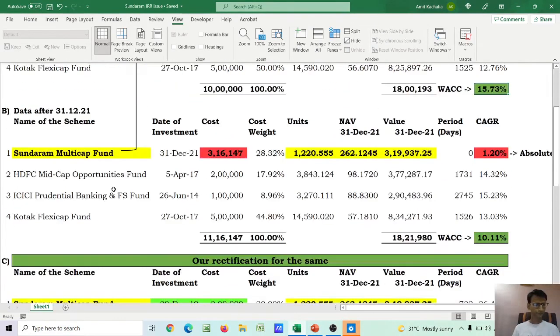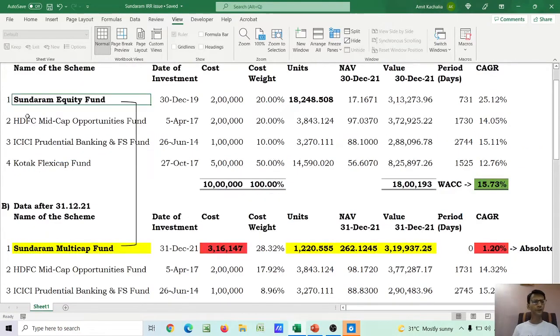Now what they did, Sundaram Equity Fund was renamed as Sundaram Multicap, with obviously mergers of some of the old schemes of Principal and all that stuff. Now 31st December as a starting point, my cost effect change will be there because 30th December was a Thursday working for markets, and this is 31st December when that change effect had happened. Okay, so my revised cost is now 3,16,147. These were my revised units, these were my revised NAV.